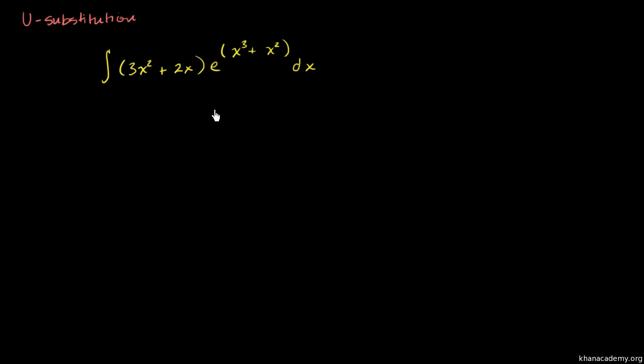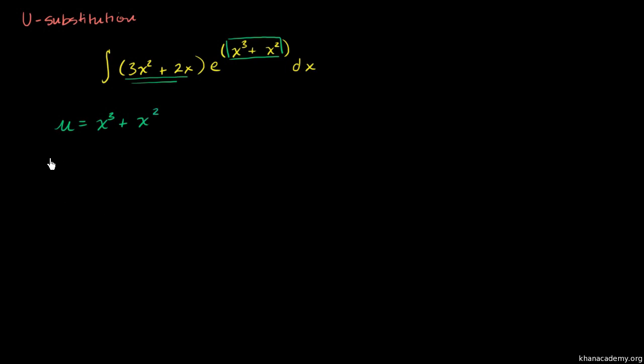But the way I would think about it is, I have this crazy exponent right over here, the x to the third plus x squared. And this thing right over here happens to be the derivative of x to the third plus x squared. The derivative of x to the third is 3x squared. The derivative of x squared is 2x, which is a huge clue to me that I could use u substitution. So where I see an expression and also its derivative being multiplied, I can set that expression equal to u. So I can say u is equal to x to the third plus x squared.